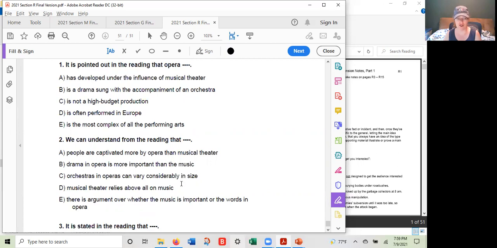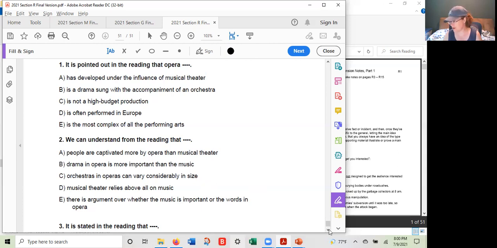Letter D, musical theater relies above all on music. That means its primary thing, its most important thing is music. And we read that the actor's dramatic performance is primary. So letter D can be eliminated. Letter E, there's an argument over whether the music is more important or the words in opera. I'm going to have to look at the original copy, but basically, is the music more important than the words? And it doesn't have any sort of argument in there at all. It just says the words in an opera, the lyrics are the libretto, and the music is as important as. So we can eliminate E. That means C was the correct answer.